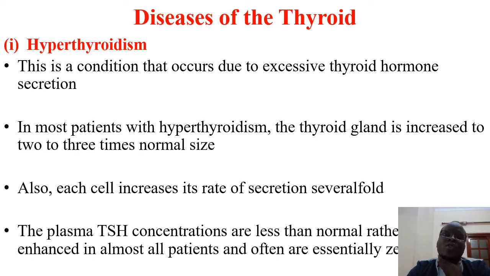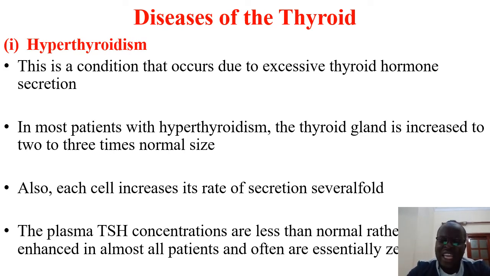Why? It's because there is overstimulation of the follicular cells, which will increase in size. It will bring about hypertrophy of the follicular cells, the goiter itself. Also, each cell increases its rate of secretion several-fold. So the amount of hormones that are being secreted from each follicular cell is also going to increase in hyperthyroidism. The plasma thyroid-stimulating hormone concentration is less than normal, rather than enhanced, in almost all patients, and often is essentially zero. It means that the concentration of thyroid-stimulating hormone is going to be less in plasma.